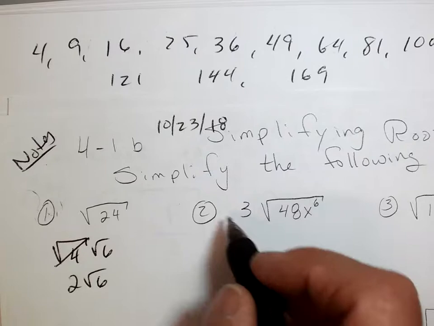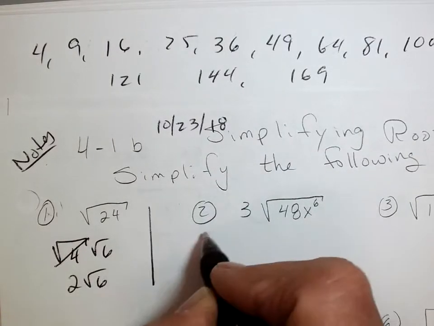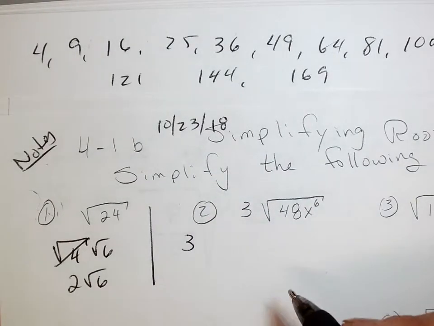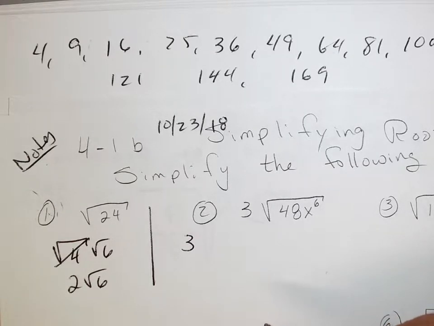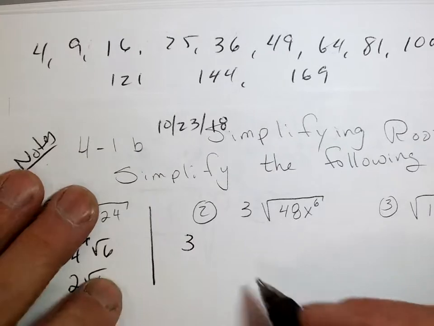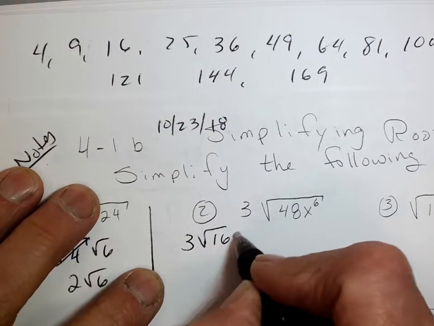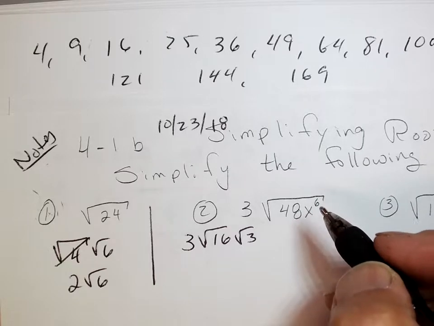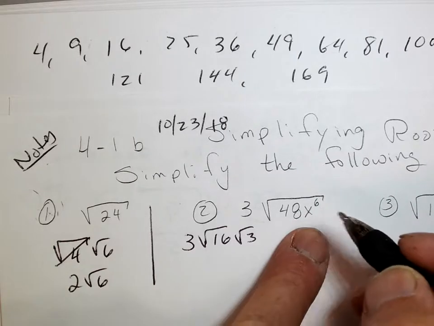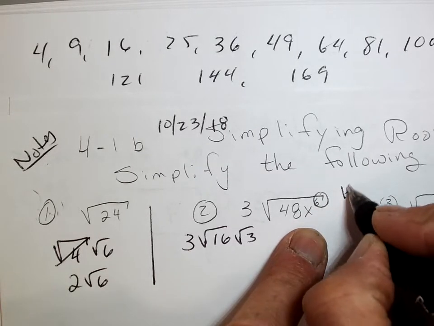Number 2, the 3 is already there, so leave the 3 on the outside, but the 48, there's a couple ways to do 48. You can do 4 and 12, because 4 is a perfect number, and then you have to break down 12. I'm going to go with a bigger number: 16 times 3, 48. A better combination is 16 times 3. If you do 4 and 12, it will work, but then you've got to break down the 12 later. It's just more work. I'm going to take half of our exponent.